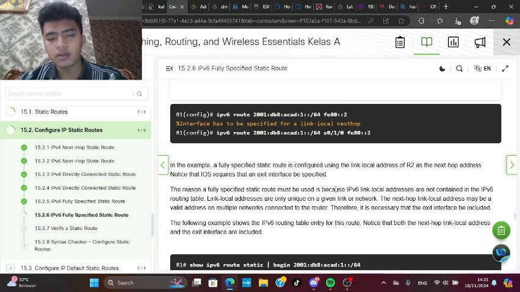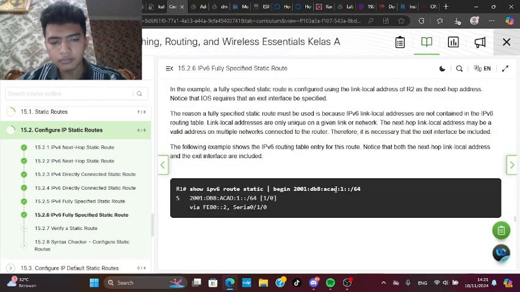The reason a fully specified static route must be used is because IPv6 link-local addresses are not contained in the IPv6 routing table. Link-local addresses are only unique on a given link or network. The next hop link-local address may be a valid address on multiple networks connected to the router. Therefore, it is necessary that the exit interface be included. The following example shows the IPv6 routing table entry for this route. Notice that both the next hop link-local address and the exit interface are included.